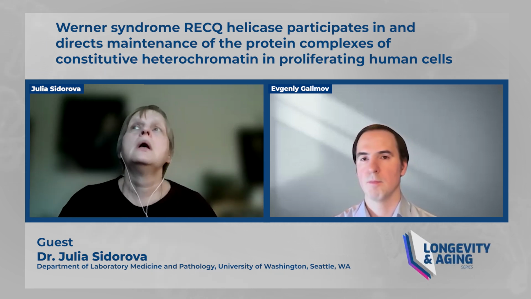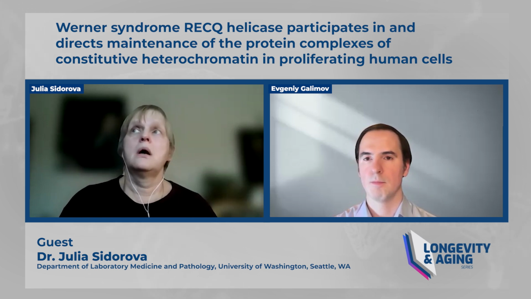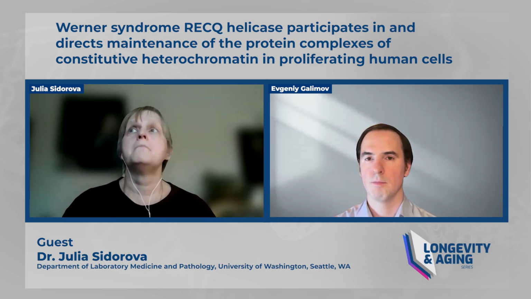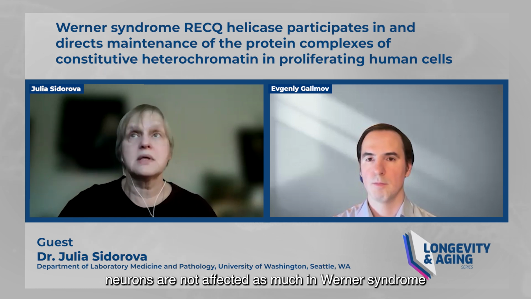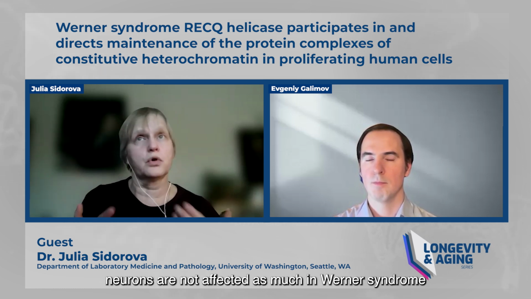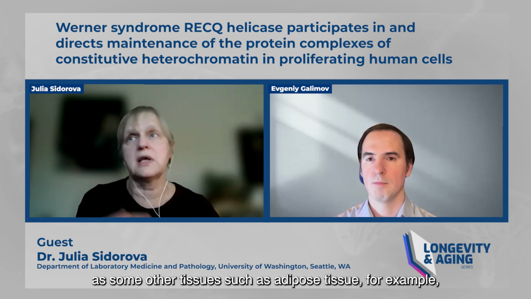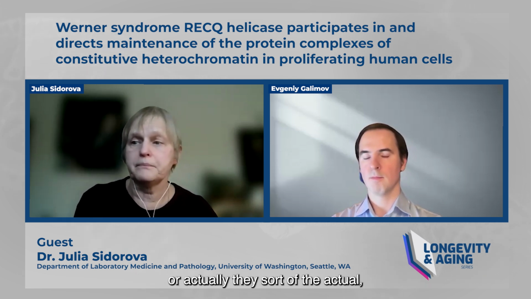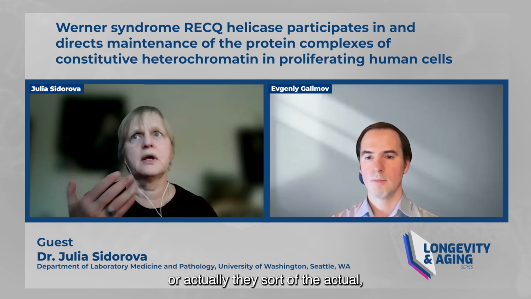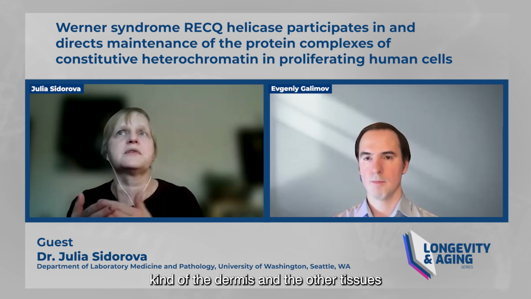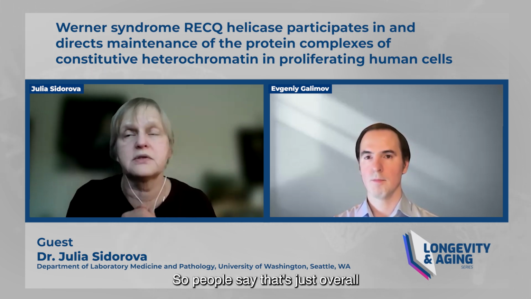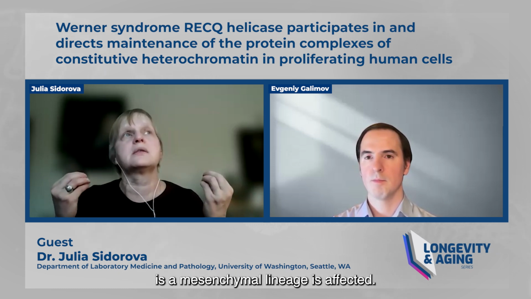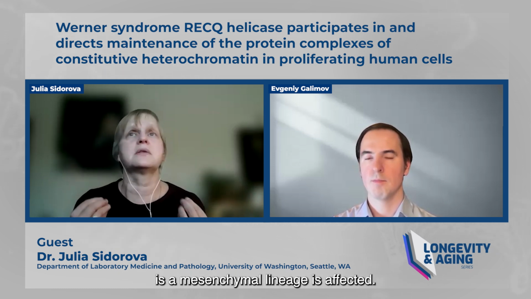For example, generally the ectoderm, skin, neurons are not affected as much in Werner syndrome as some other tissues, such as adipose tissue, or the dermis and the other tissues that are formed by fibroblasts. So to summarize, what they say is that a mesenchymal lineage is affected.